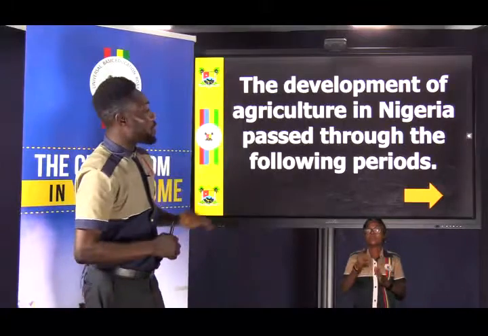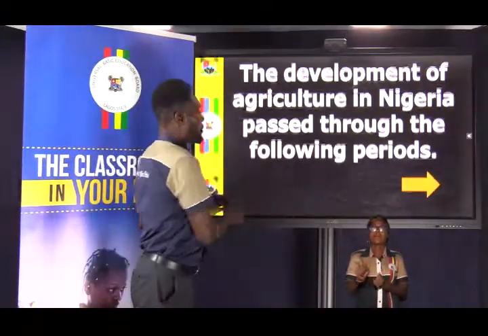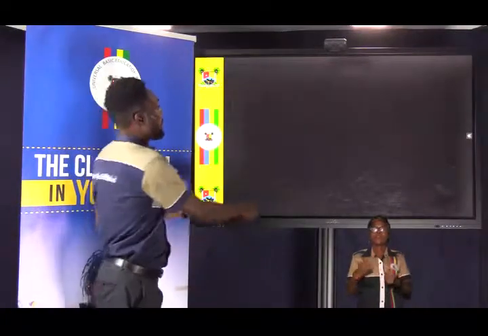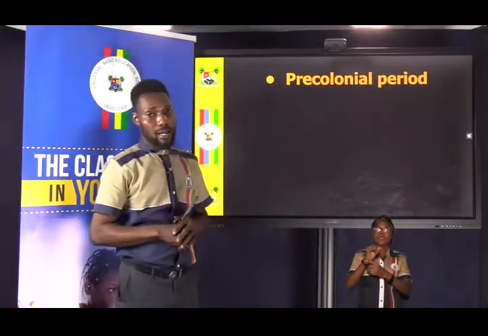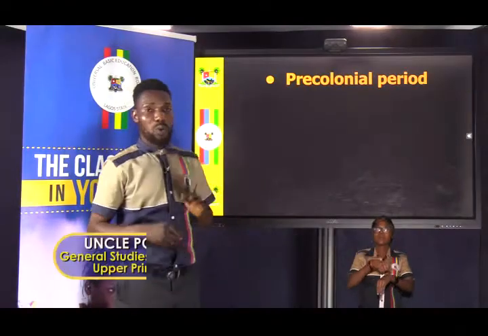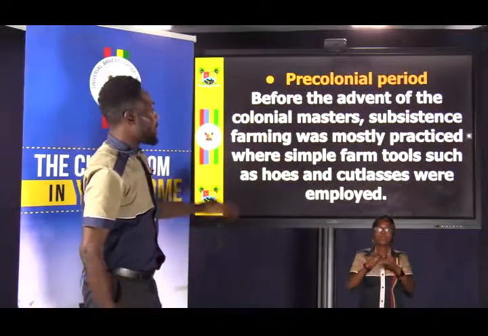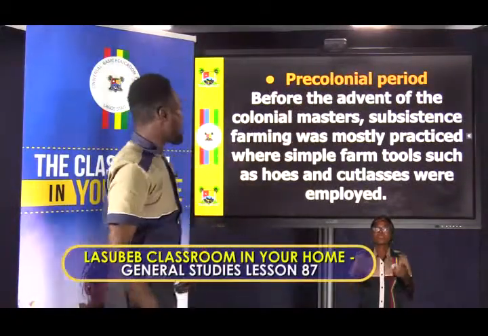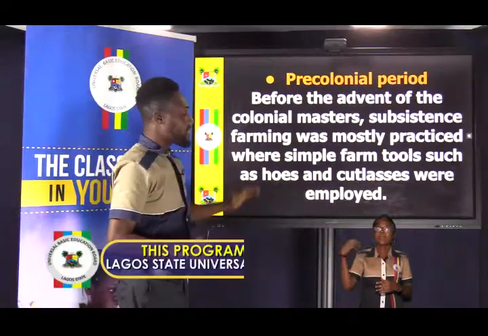The development of agriculture in Nigeria passed through the following periods. Let's look at the periods. The first one is pre-colonial period. Say that. Pre-colonial period. That's the first one. So let's talk about that. Before the advent of the colonial masters, subsistence farming was mostly practiced.